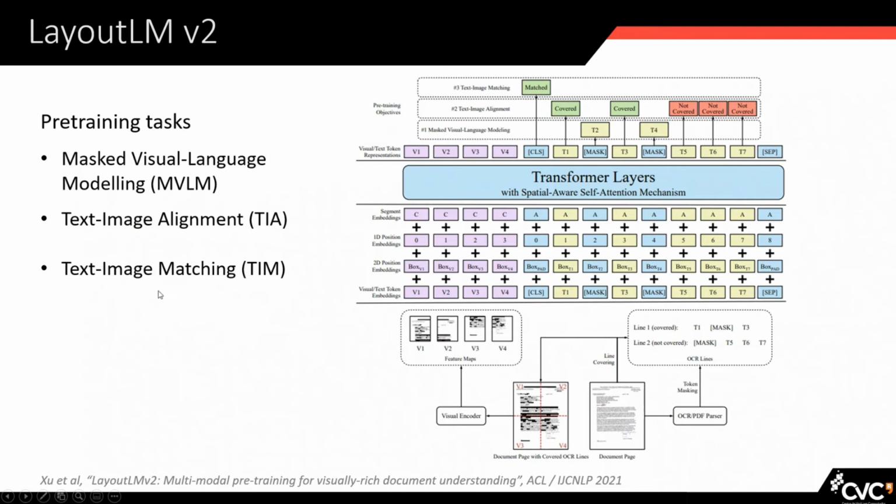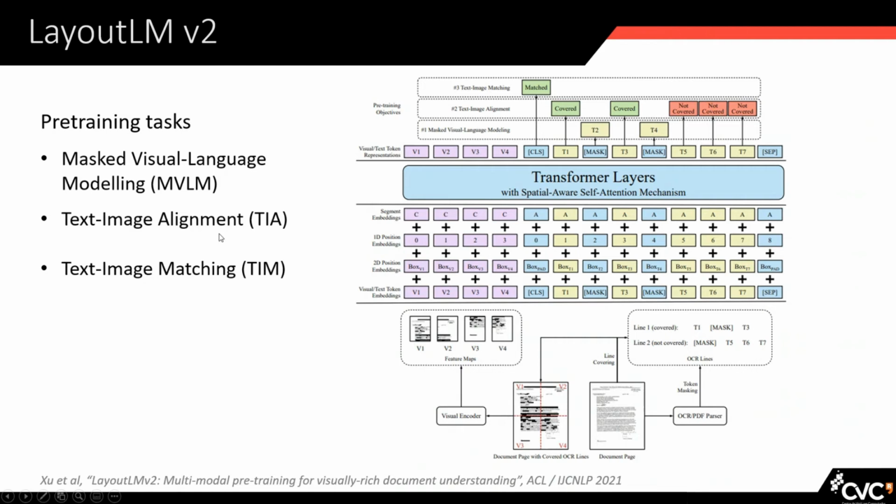on three different pre-training tasks. The first is masked visual language modeling, which is similar to the one that Ali has explained. They mask one of the textual tokens, and they also mask the corresponding image region, to prevent the model from looking at it in the image.